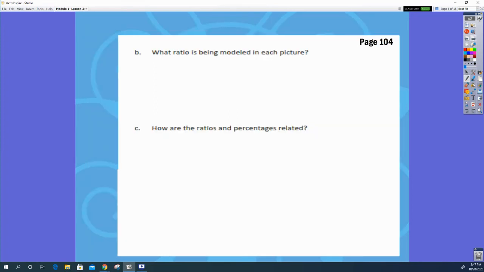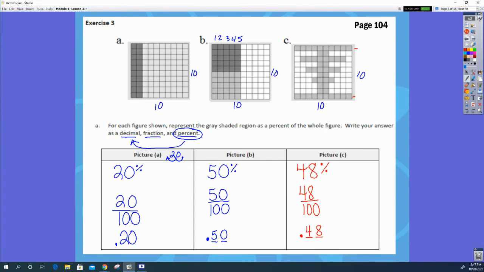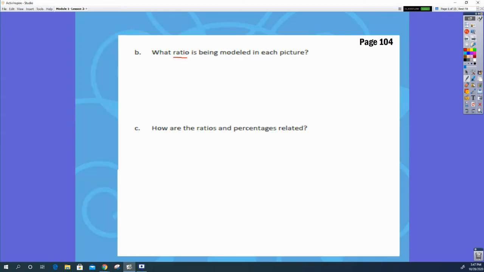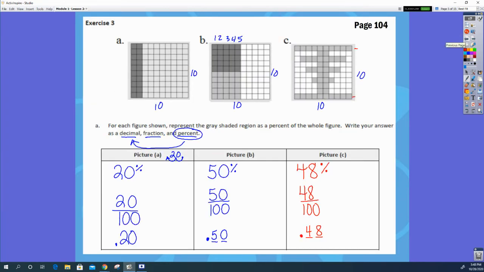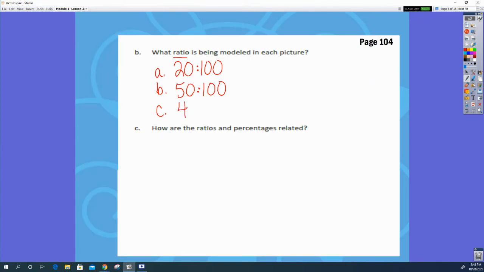All right, next part, B. What ratio is being modeled in each picture? So remember, ratio. What's my part to whole? So looking at A, we had 20 out of 100. So that would be 20 to 100. That was A. Figure B. B was 50 out of 100, so that's 50 to 100. And on C, we had 48 out of the 100, so that's 48 to 100 that are shaded.